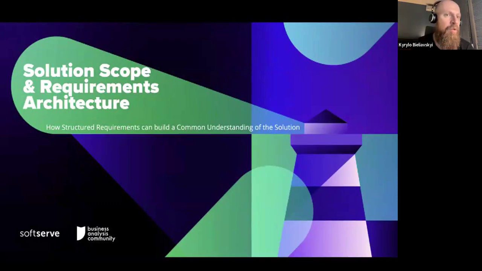So the topic today is called Solution Scope and Requirements Architecture: how structured requirements can build a common understanding of the solution. I'm very excited. I really want to hear these presentations, and I know that the speakers who will deliver them have tons of experience in that area. I had the chance to work closely with both of them because they are my colleagues from SoftServe.